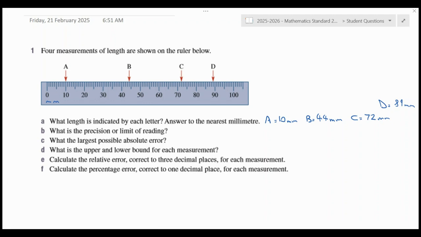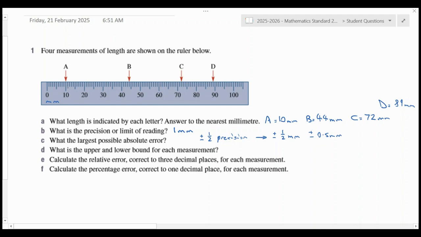That's not a problem. But now what it's looking for is the other stuff that we've been talking about. So the precision or limit of reading. Because we're assuming that this is in millimetres, the precision or limit of the reading is 1 millimetre. So we can't get any more accurate than 1 millimetre. What is the largest possible absolute error? Well, remember, it is plus or minus half of the precision. So that means it is plus or minus half a millimetre, or plus or minus 0.5 millimetres. That's the absolute error they can get.